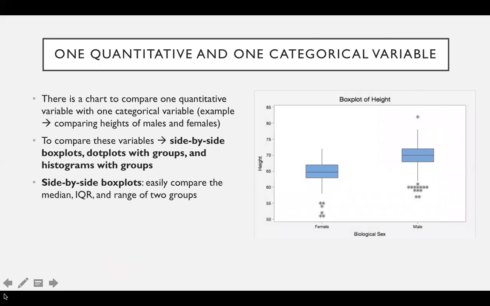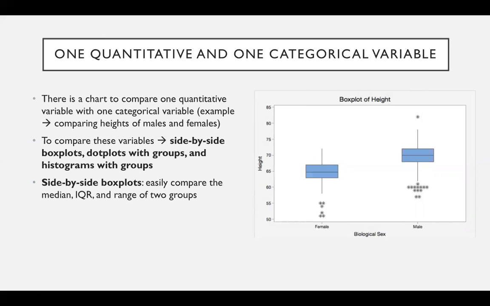So next, with one quantitative and one categorical variable, we can compare these variables in charts, such as a side-by-side box plot, a dot plot with groups, and a histogram with groups. So here on the right is an example of side-by-side box plots.